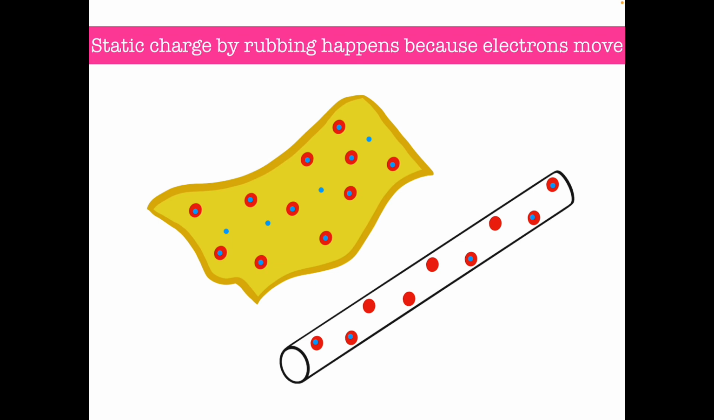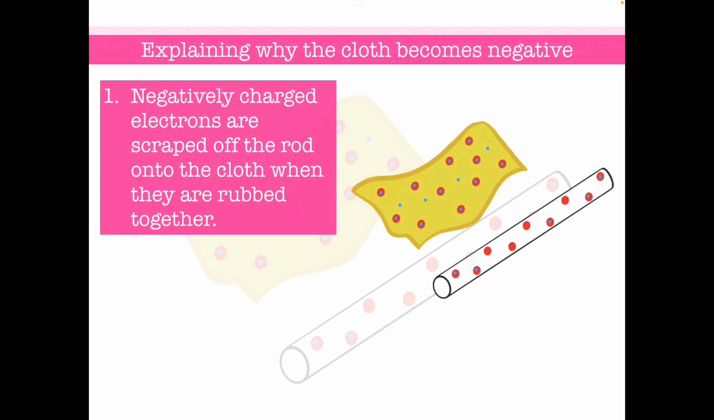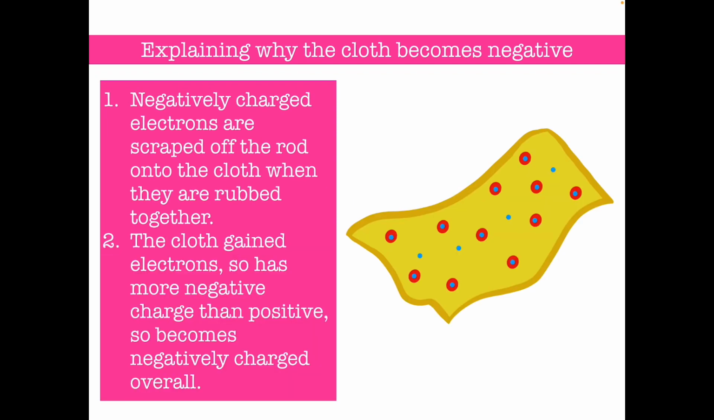So how do we explain this if you're asked in an exam? Well, first of all, you need to point out that electrons are negatively charged and they're scraped off the rod onto the cloth when the cloth and the rod are rubbed together. Secondly, you need to point out that the cloth gained electrons, so has more negative charge than positive charge, therefore overall it has a negative charge.